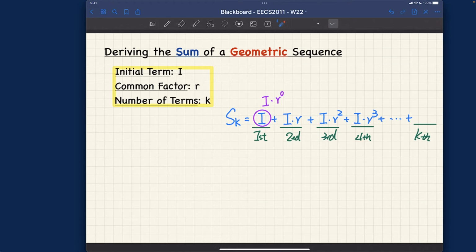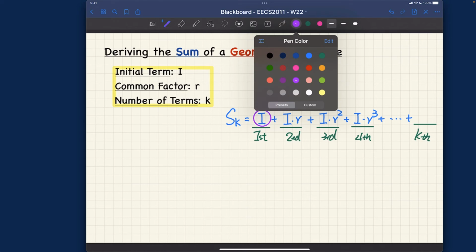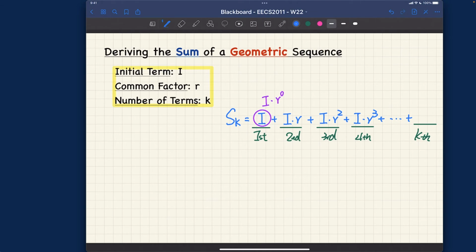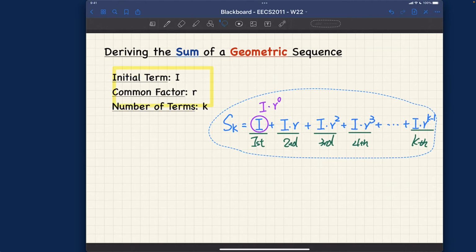So if you observe this pattern, the last term will be I multiplied by R to the power of K minus 1. You can see we go from R to the power of 0 all the way to K minus 1. It's pretty much like an array, going from index 0 to index K minus 1, so the length of the array should be K. Alrighty, that's the series I want to write down first.